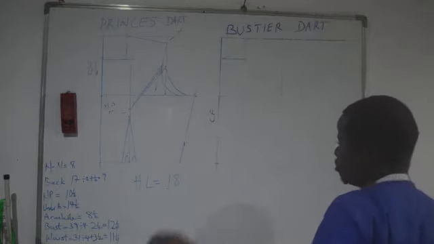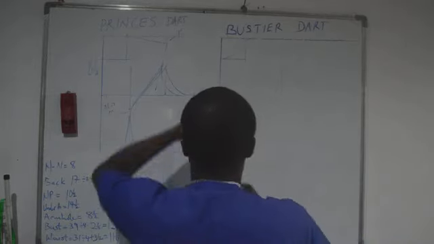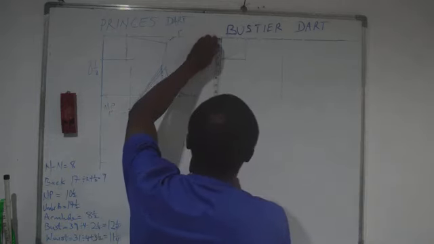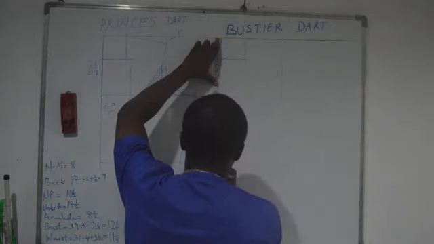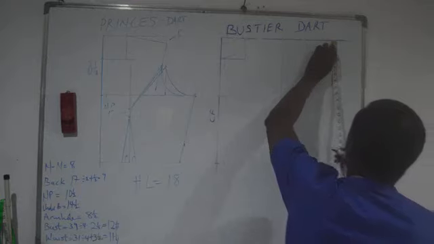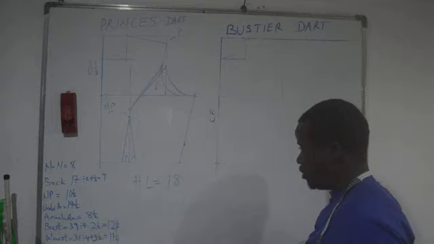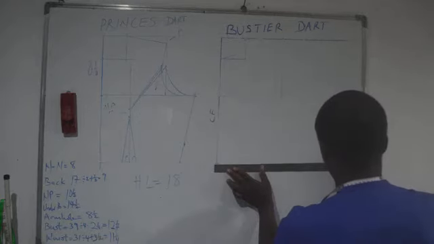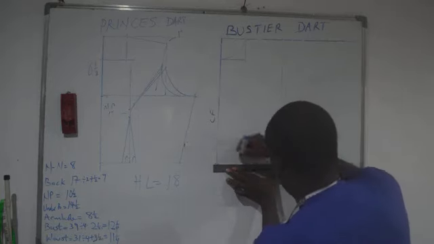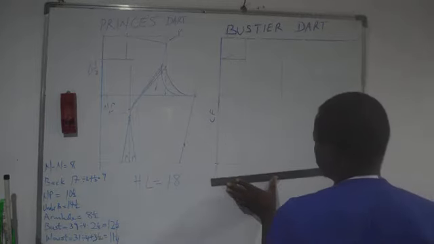Next is to mark the waist, the half length. The half length for this is 18 inches. You measure from the neck, mark 18 inches. So come to this place and mark 18 inches. And pick up your ruler again and draw your waistline.